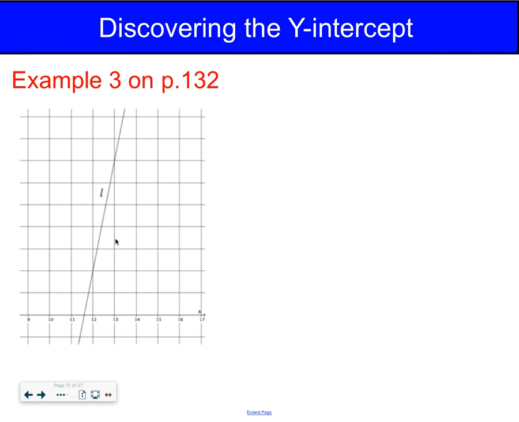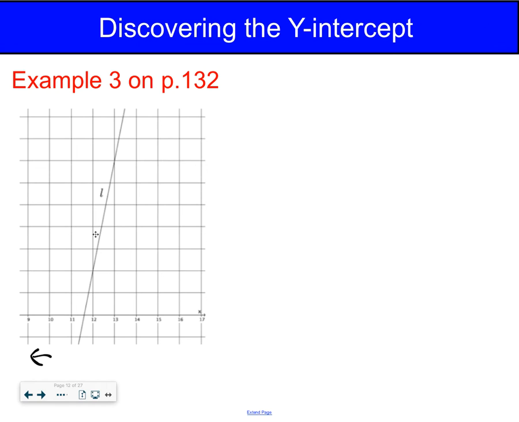This is example 3 on page 132 of your book, and there is an interesting observation to be made. Maybe you have recognized it by now, but there is actually no y-axis on this graph that we can see. So we are over here between 9 and 17 on the x-axis, and so the y-axis is going to be way over there somewhere. So we cannot even see where this line is crossing the y-axis. So how on earth can we find the y-intercept?